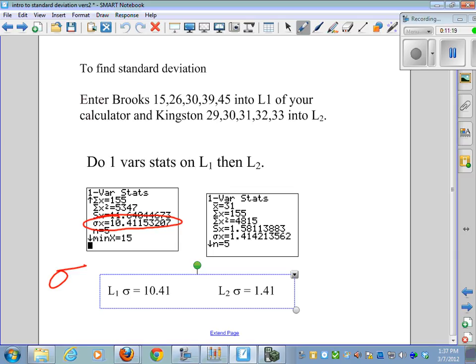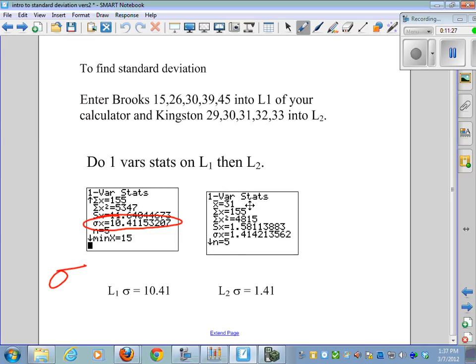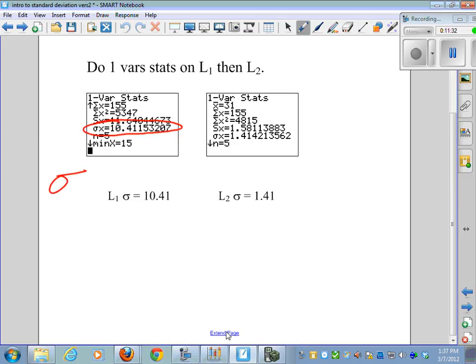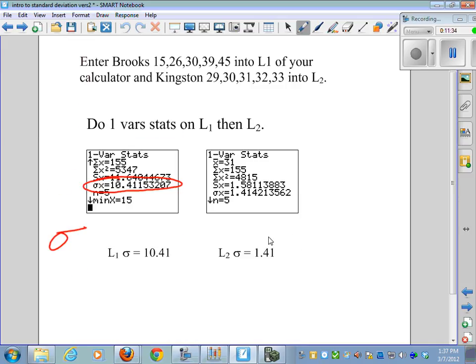Enter after L1. So the standard deviation for list 1 is 10.41. If you do one variable stats on L2, you should have got a standard deviation of 1.41. This is the Brooks. This is the Kingston.